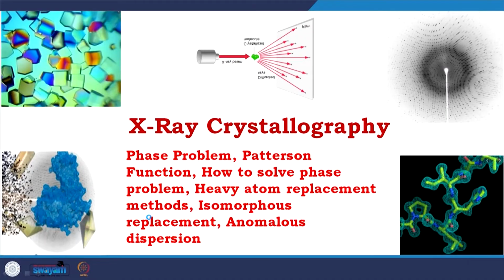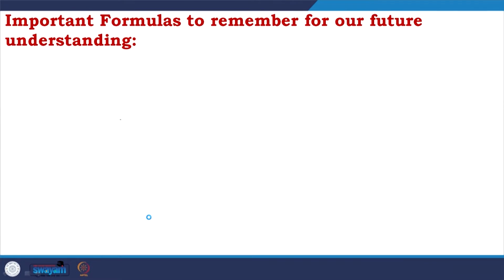We are continuing with the structural biology techniques. We are talking about X-ray crystallography, and today we are going to discuss the phase problem, the Patterson function, and how to solve the phase problem, including heavy atom replacement methods and some techniques relating to heavy atom replacements, which are isomorphous replacement, anomalous dispersion and so on. I will start where we ended in the previous class.